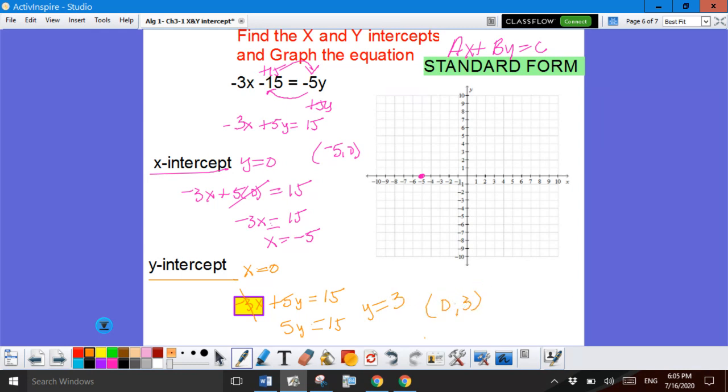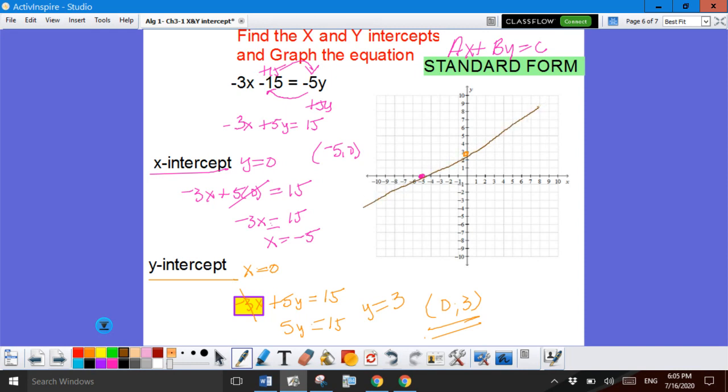We always write x and y intercepts as ordered pairs. We don't just leave them as x equals 0 or x equals 5 or x equals 3, because that is either a horizontal or vertical line. So they need to be written as ordered pairs. So 0, 3 is right there. And my line is a positive slope. That's not a very good line.